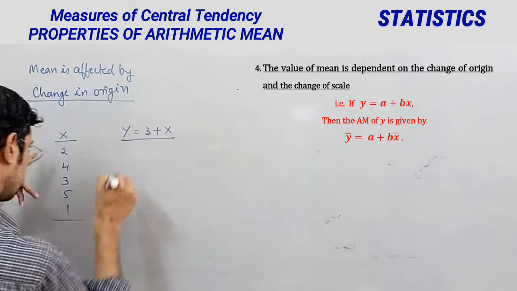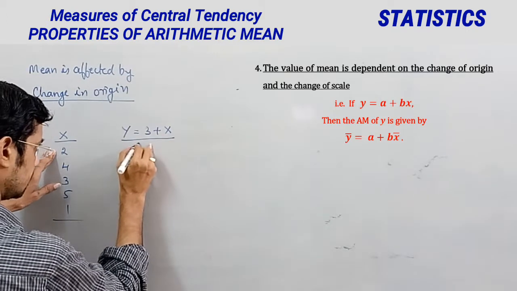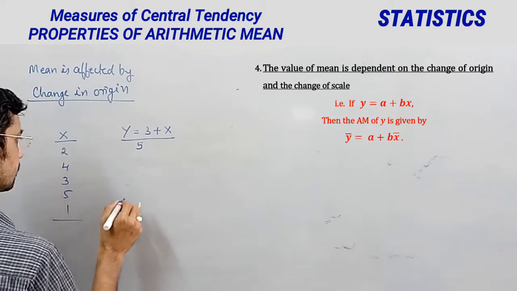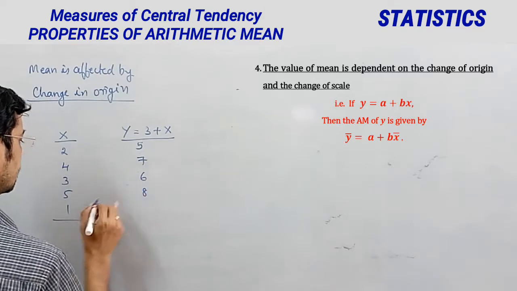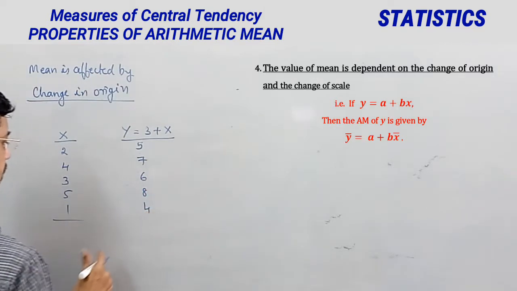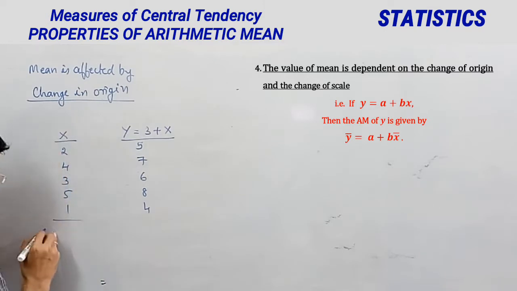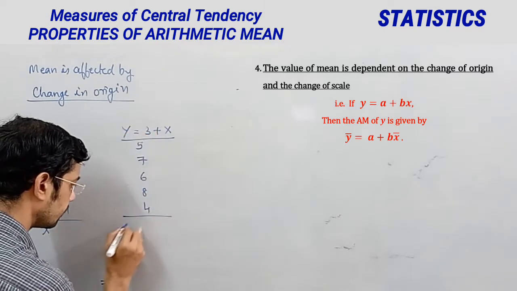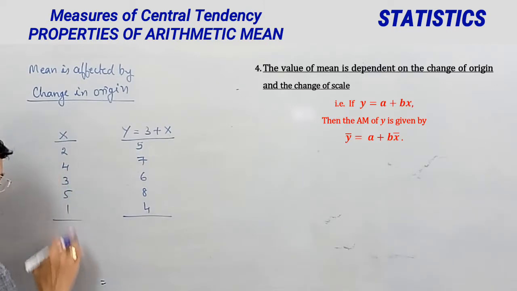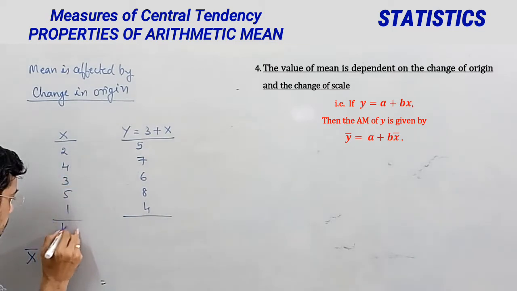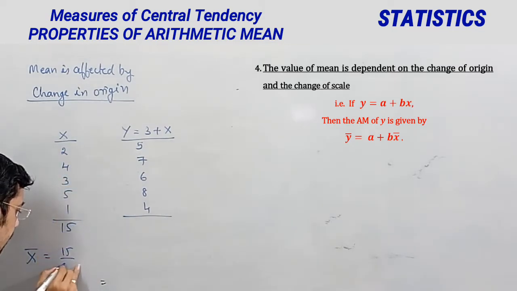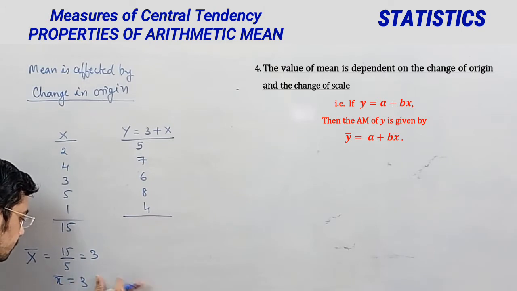So the new variable is 2 plus 3, which is 5. 4 plus 3 is 7. Then 3 plus 3 is 6. 5 plus 3 is equal to 8, and 1 plus 3 equal to 4. Now the mean of x is x bar and the mean of y is y bar. What is x bar? Let me take the sum, which is 15. So we have 15 by 5, which is 3. So x bar equal to 3.